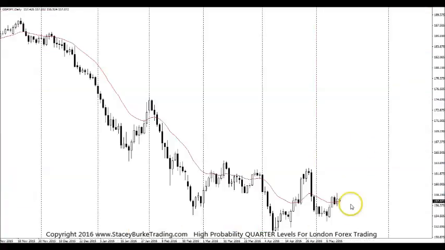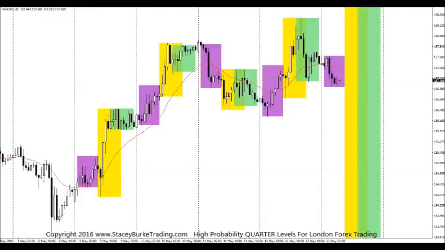So if we were to review the pound yen, I want to show a couple things on that today. We'll go to our 1 hour chart.